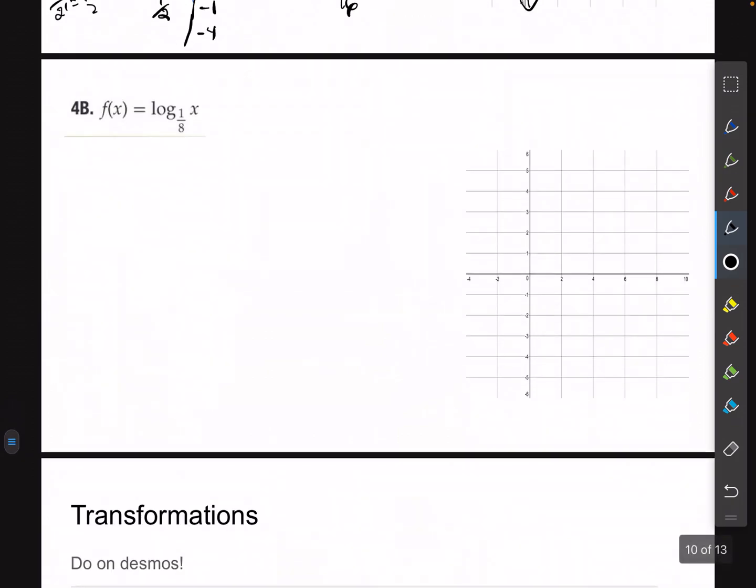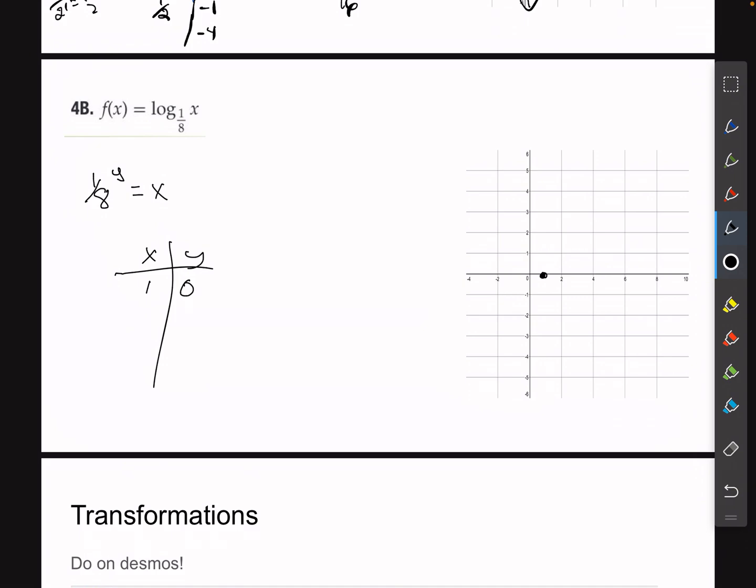Okay, so let's look at another one, 4b. For this one, again, I would write it in exponential form. So this is the same thing as 1/8 to the y equals x. If I plug in some values for this, we can always start with 0. Anything to the 0th power is just 1. So at 1 comma 0 we have this point.